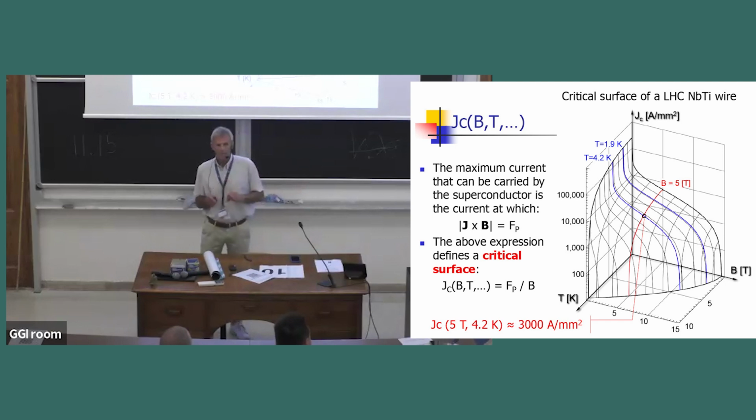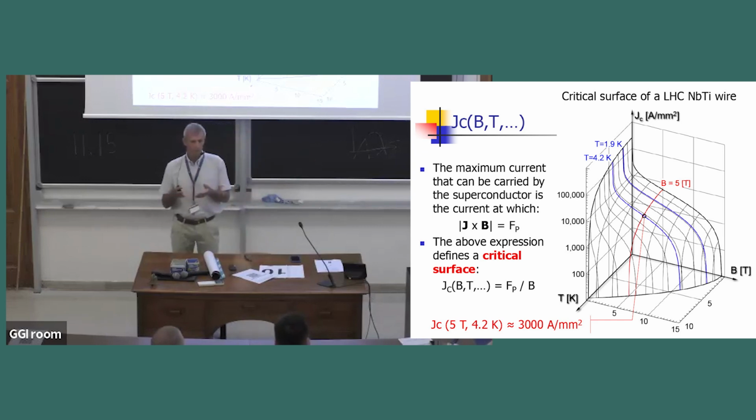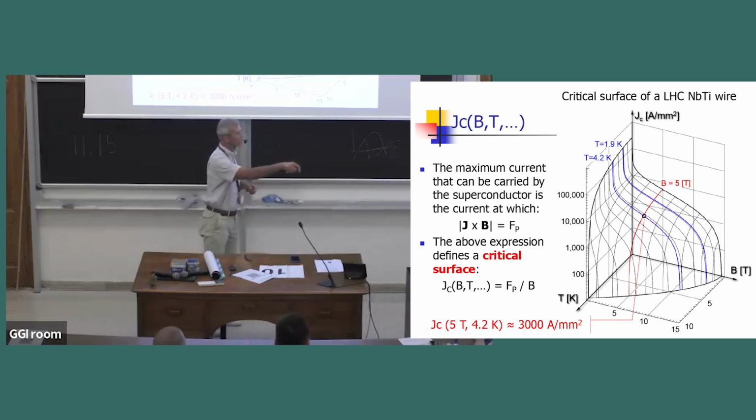Now, it doesn't take much to go from pinning force to critical current, because you remember the previous expression: J cross B is a force, J is the current density, B is the field, F is the pinning force. Once you know the pinning force in a certain field, you can get the critical current, the current that can flow, equal to the pinning force. So the critical surface we talked about yesterday is nothing else but the ratio of the pinning force to the magnetic field. And that depends, obviously, on field and temperature. Okay? And that's how we get these surfaces that you saw yesterday.